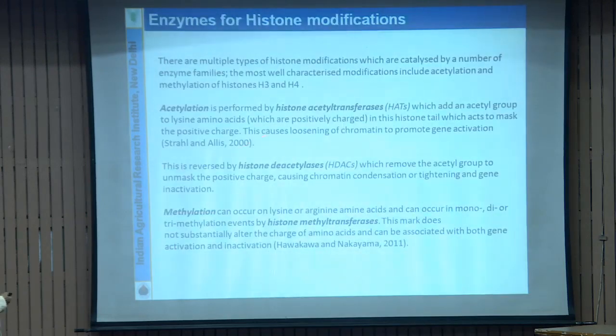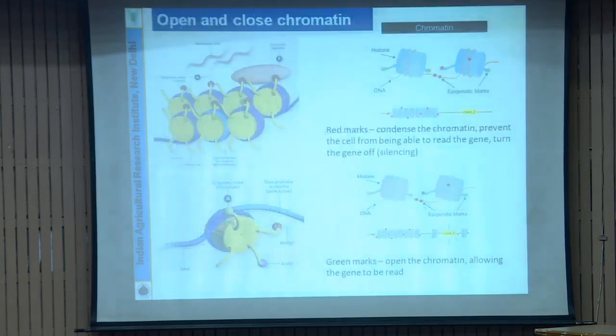Generally, the enzymes for these modifications which are known are histone acetyltransferases, which cause the acetylation of histones; histone deacetylases, which cause the deacetylation of histones; histone methyltransferases, which add methyl groups to the histones; and similarly, histone demethylases, which remove methyl groups from the histones. These types of modifications and these enzymes are more well studied in comparison to other types of modifications.